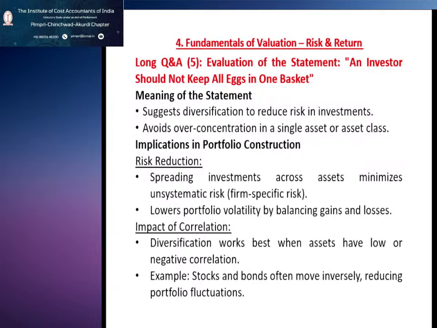The statement suggests diversification to reduce risk in investments. It avoids over concentration in a single asset or asset class. Implications in portfolio construction: risk reduction, so spreading investment across assets minimizes the unsystematic risk, that is firm specific risk, and lowers portfolio volatility by balancing gains and losses. The impact of correlation is that diversification works best when assets have low or negative correlation. For example, stocks and bonds often move inversely, thereby reducing portfolio fluctuations.